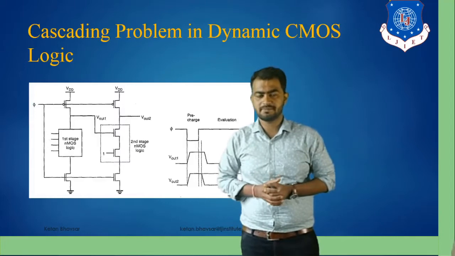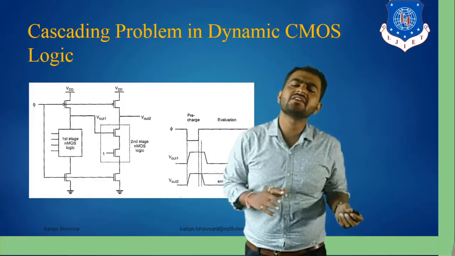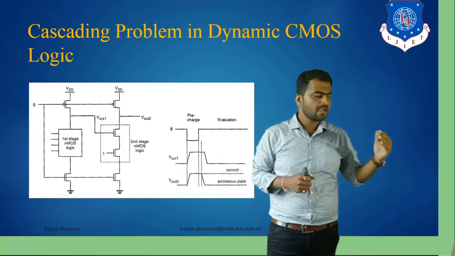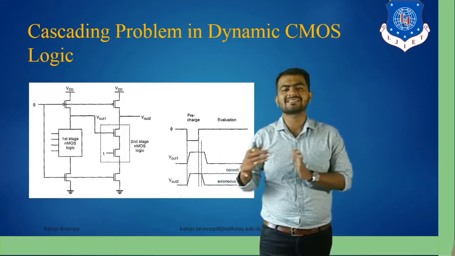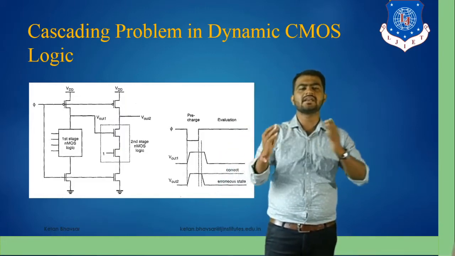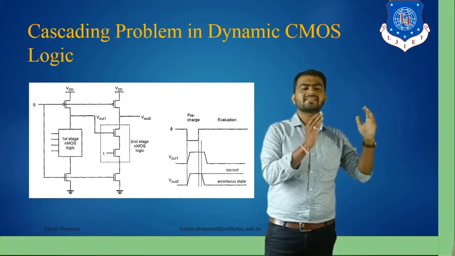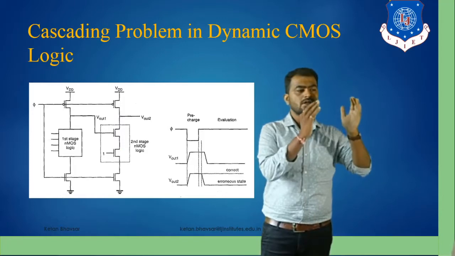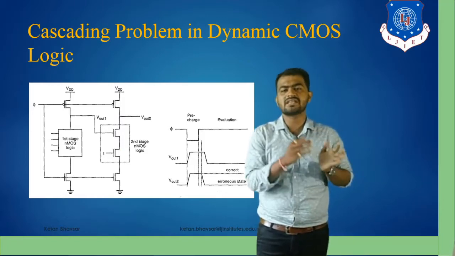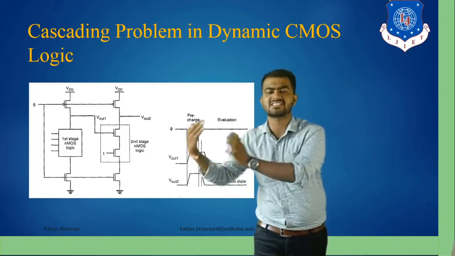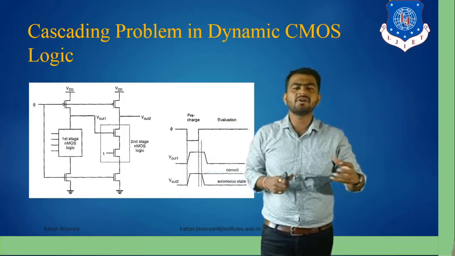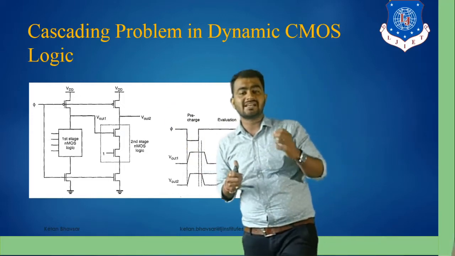Now, the cascading problem. This was the main thing when we discuss the cascading problem in dynamic CMOS logic circuit. Because ultimately, when we are discussing a cascading problem in CMOS logic circuit, what exactly are we discussing? We are discussing cascading. Cascading means what? We are discussing a combination of NMOS, PMOS, and this particular MOSFET is like the next MOSFET, and so on. Now what exactly is the problem that arises when we are talking about cascading?